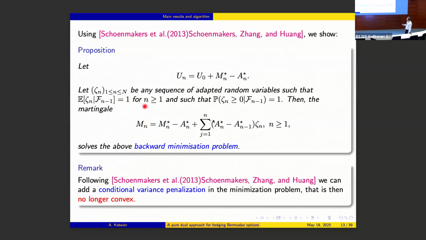And again, following the same setting, the paper by Schoenmakers, Zhang, and Huang provides a solution to avoid this. Their solution was based on adding a conditional variance penalization. This would guarantee the uniqueness, but the problem is then no longer convex if you add the penalization of a squared term. So you lose the convexity here, and this is one main drawback of this approach. We could do the same penalization as done by Schoenmakers and co-authors, but here we decided to proceed in a different way.